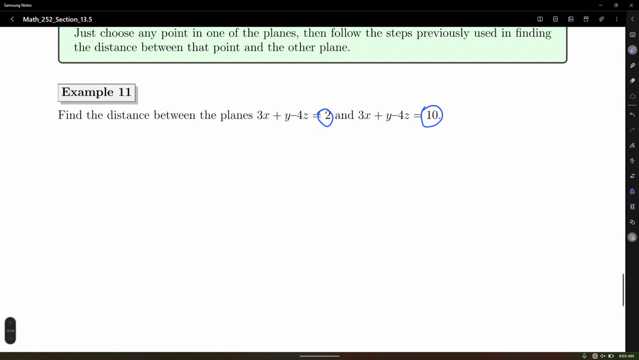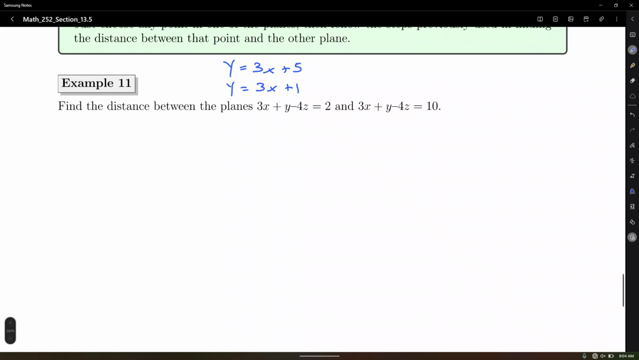The constant terms. It's just like when you have something like y equals 3x plus 5 and y equals 3x plus 1, for instance. So these two, those are from yesterday. So, coming back to algebra, when you had two equations of lines, they ask you to determine whether they are parallel, perpendicular, or neither.